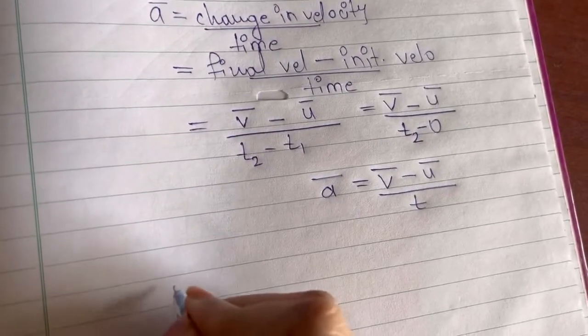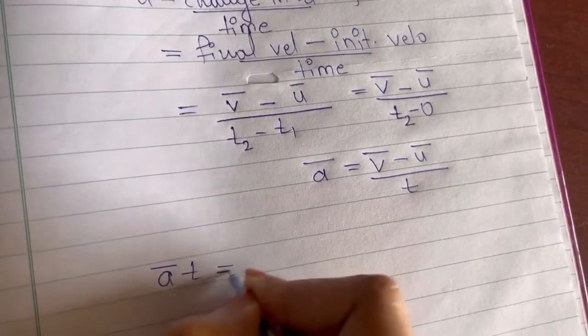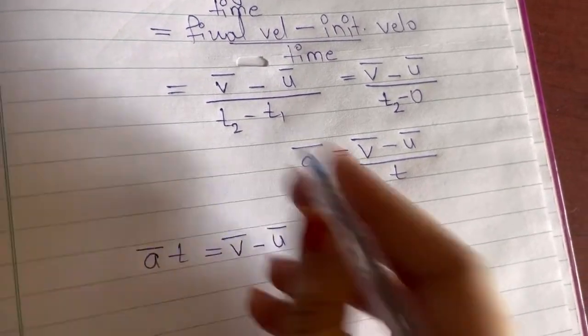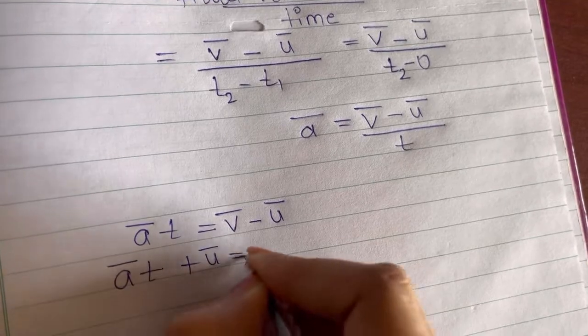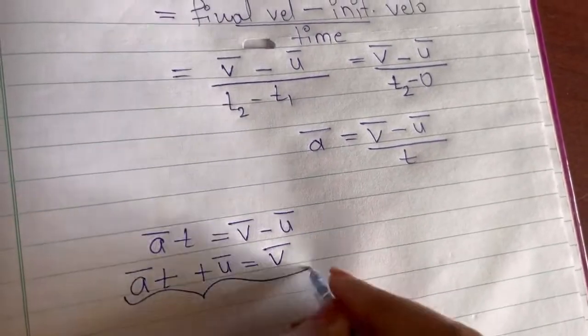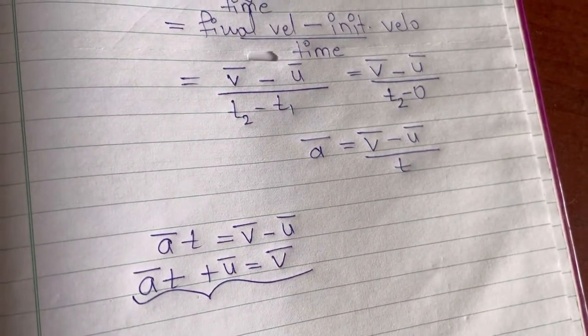From this we can write v minus u equals a t. We will take this u to the left-hand side, so vector v equals vector u plus vector a t. So this is my first equation of motion, which is derived.